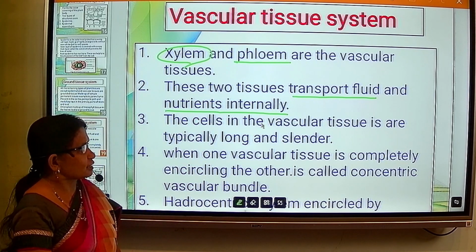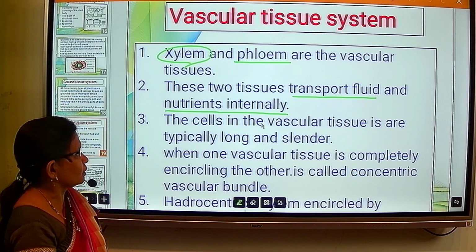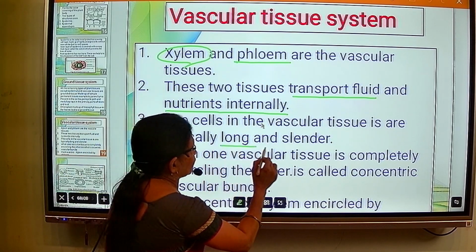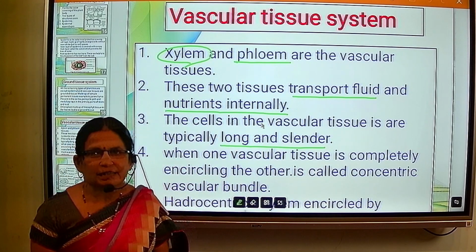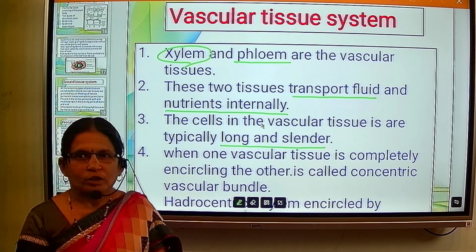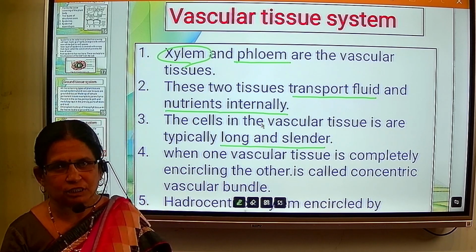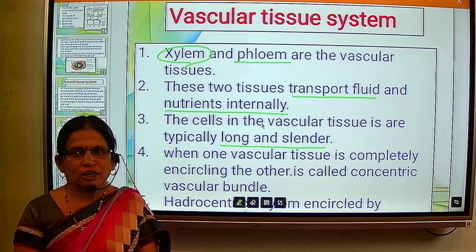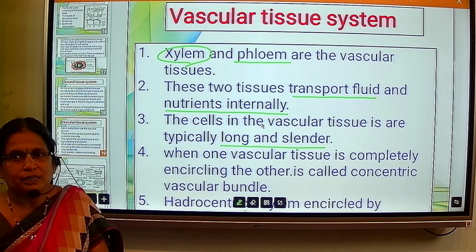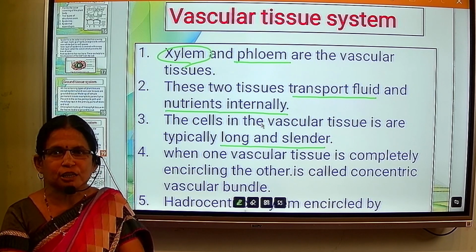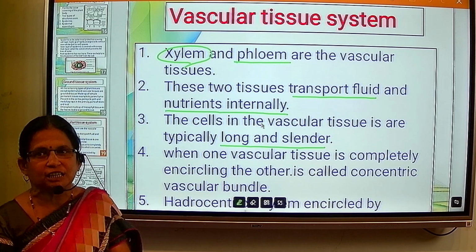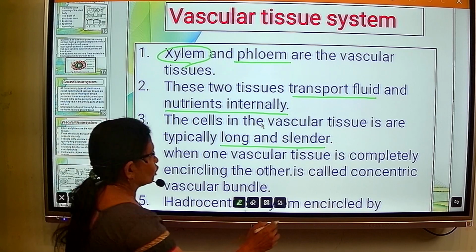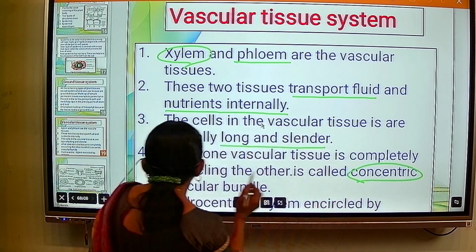The cells in the vascular tissues are typically long and slender. The second important character of the vascular tissue is that the xylem and phloem tissues are long and slender. When one vascular tissue is completely encircling the other, it is called concentric. Now look at this one.